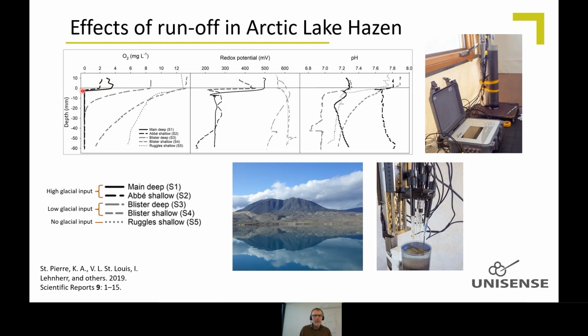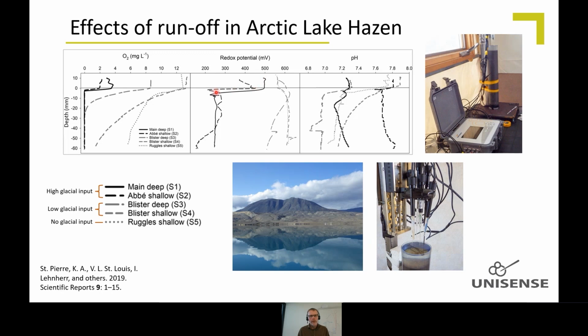So oxygen went to 0 already a couple of millimeters in the sediment when there was high glacial input. The low glacial inputs are the 2 gray curves here, and oxygen went significantly deeper into the sediment as there was a lower oxygen consumption. And the one that was not affected by glacial input, there was even half of the oxygen present at 60 millimeters depth. All the same signal on the redox potential here.